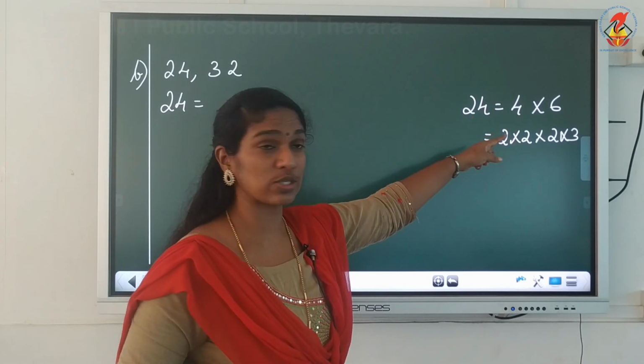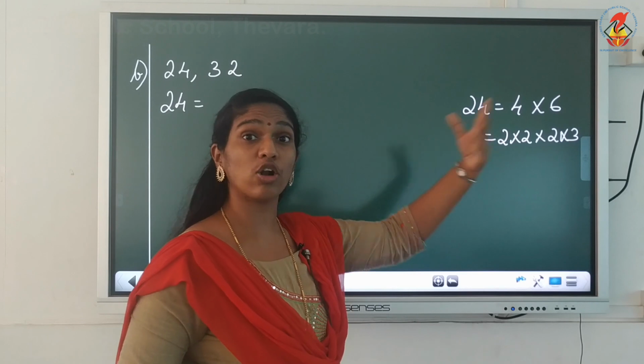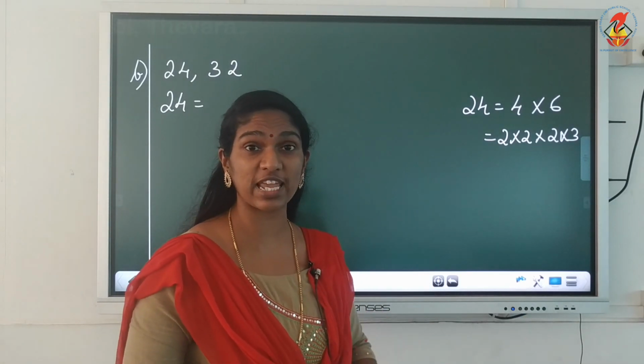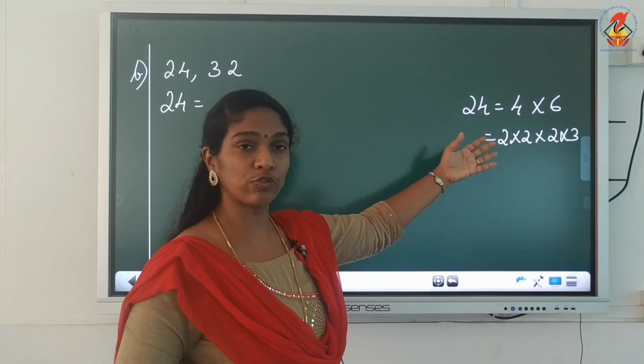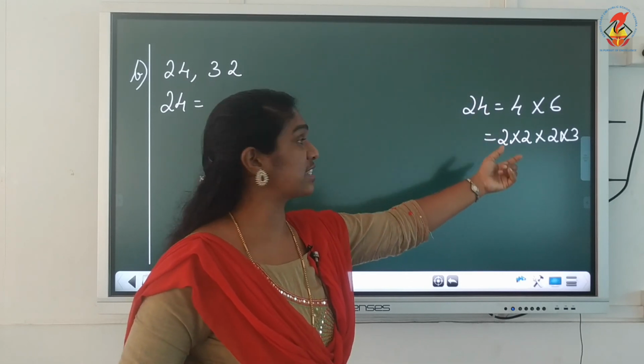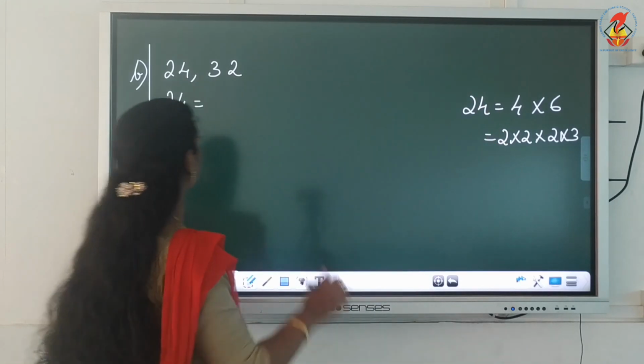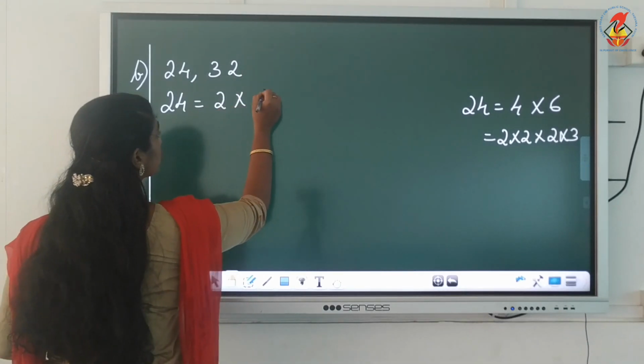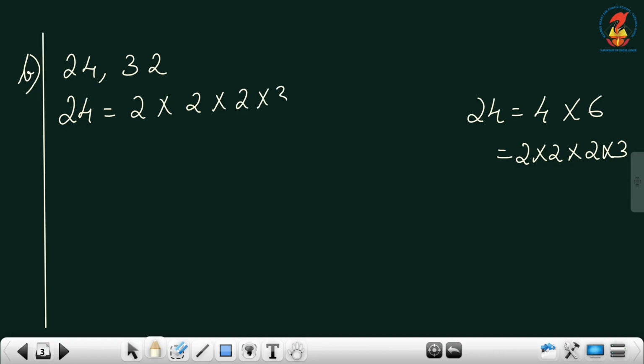First I wrote 4 into 6. I can also write 3 into 8 and again I can split 8. I took 4 into 6. 4 I can split as 2 into 2. 6 I split as 2 into 3. So that I am going to write over here: 2 into 2 into 2 into 3. So that's over with 24.